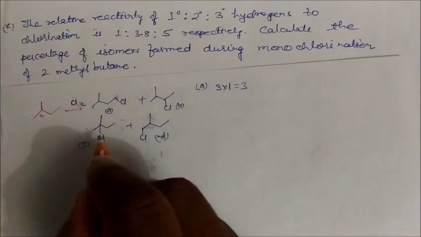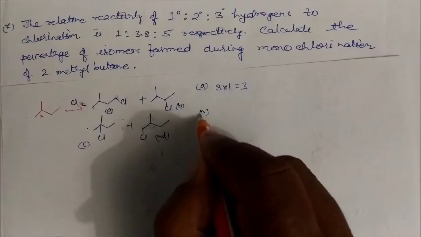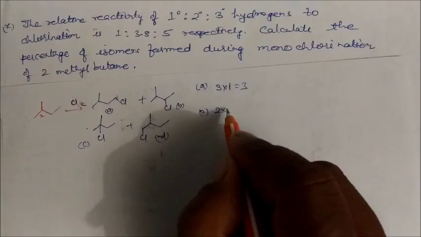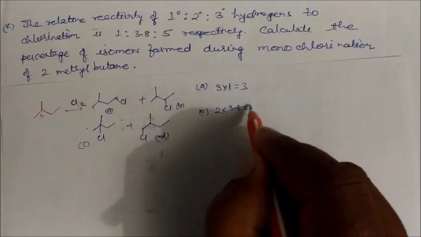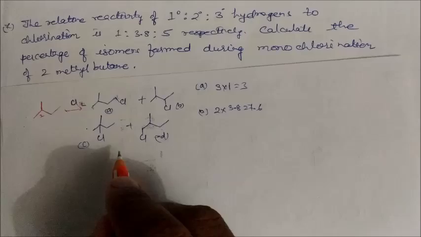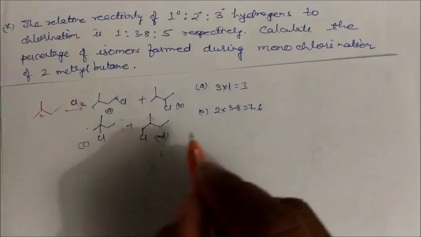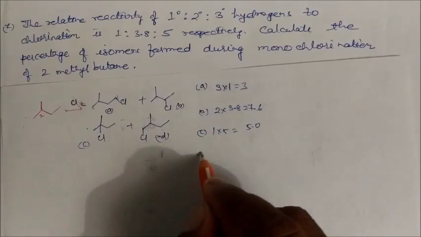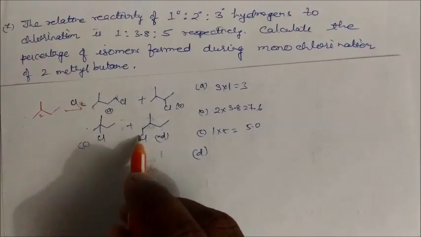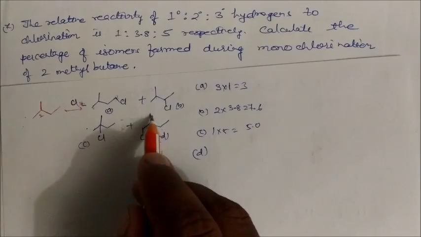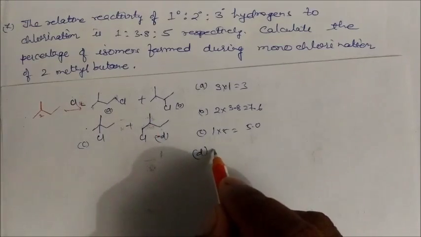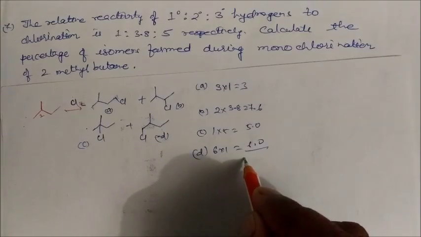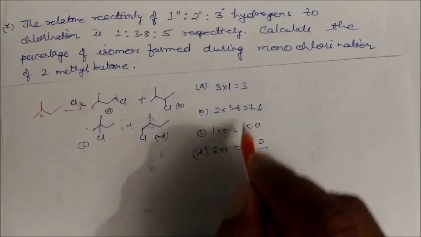Similarly for B, there are secondary hydrogens, so it will be 2 into 3.8, so this will be 7.6. Now third, this is a tertiary carbon, so the reactivity is 1 into 5, that is 5.0. And for D, this is the primary carbon, and there are 2 possibilities, so we'll write 6 into 1, so we'll get 6. If you add all of these, it becomes almost 21.6.